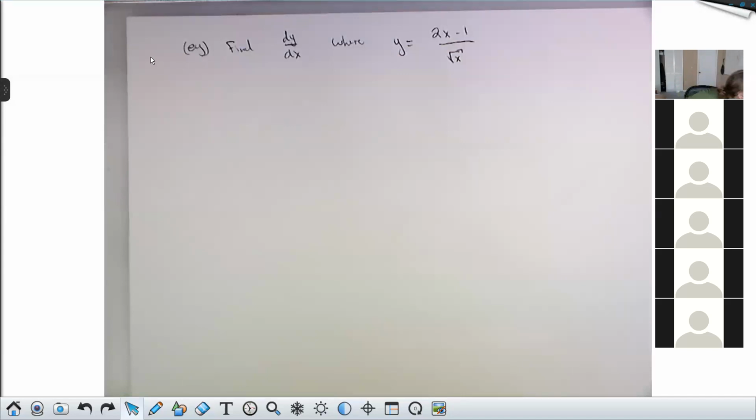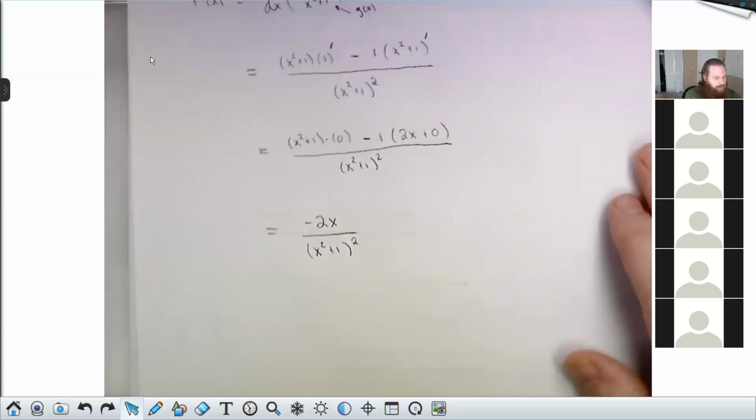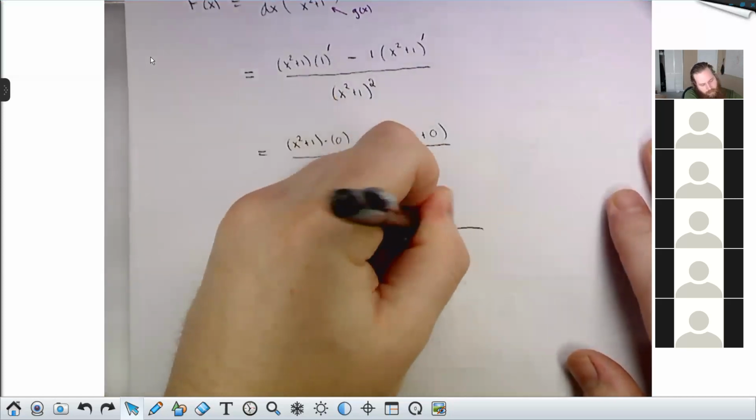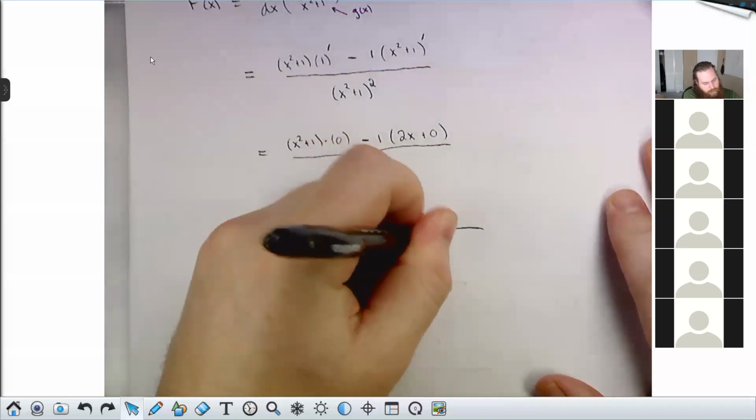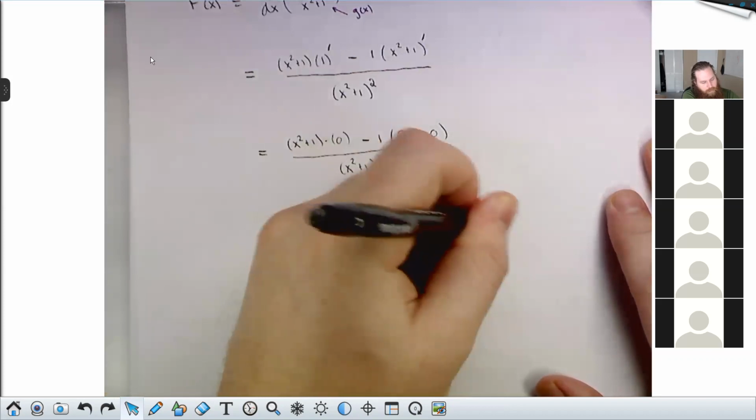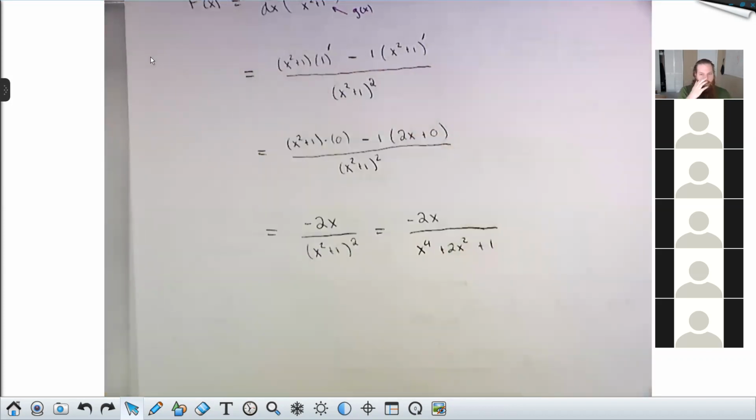So if we want to see it, let me come back to this for just a second. If we want to see what this looks like, it would be negative 2x over x to the 4 plus 2x squared plus 1. That's what that would look like. But it doesn't teach us anything. It doesn't show us anything. It's not like I can cancel any of these x's with this x because you can't factor an x out from the bottom. I can't cancel this 2 with that 2 because I can't factor a 2 out from the bottom.